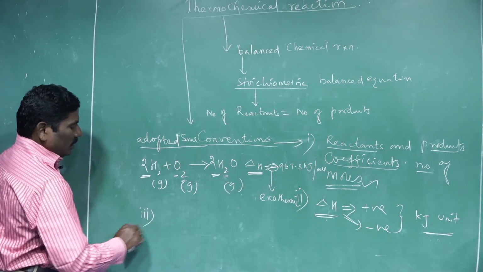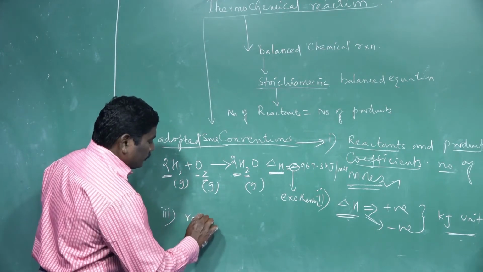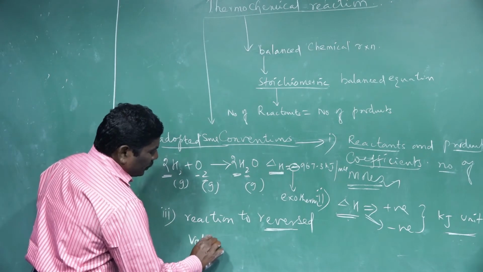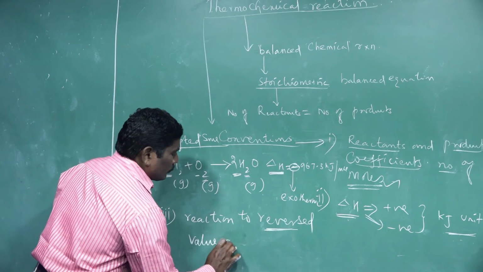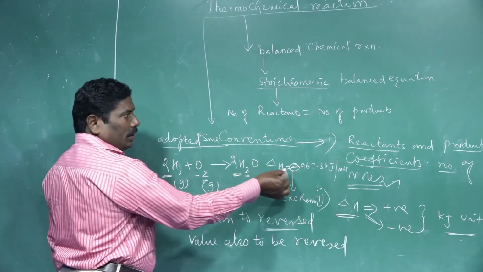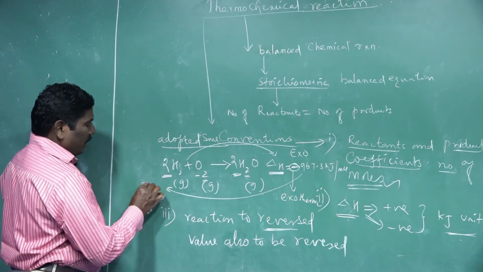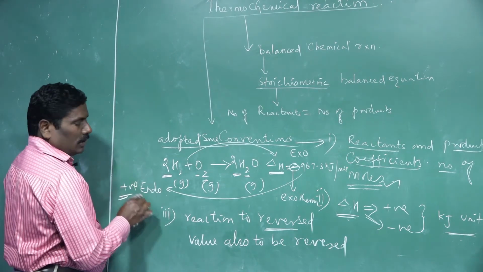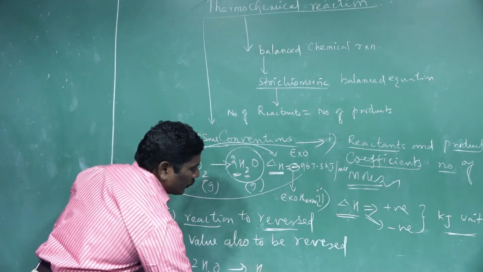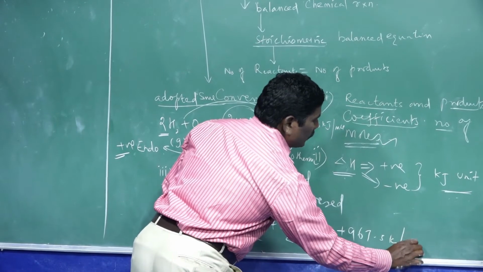The third point: if the reaction is reversed, the delta H value is also reversed. In the forward direction the reaction is exothermic; in the backward direction it is endothermic, and the sign becomes positive. So for the reversed reaction, 2H2O gives 2H2 plus O2, delta H is equal to plus 967.3 kilojoules per mole. This is a point you should understand.